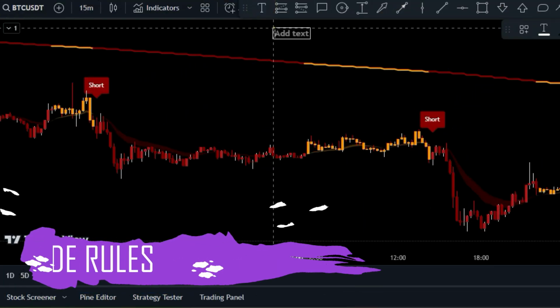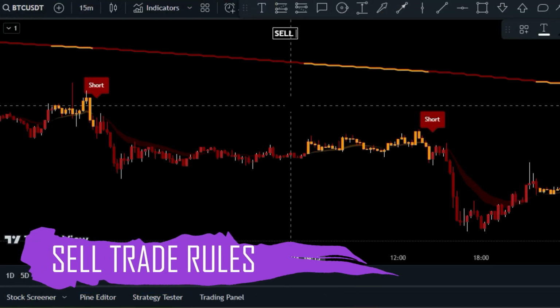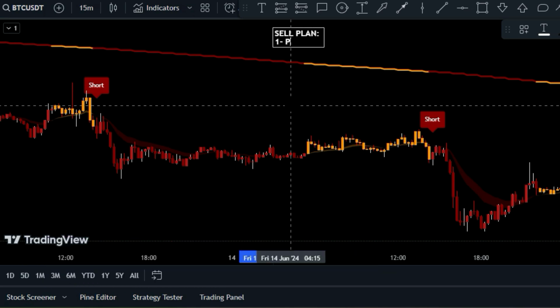So, here's your game plan for spotting prime selling opportunities. First, ensure that the price candles are hanging out below the 180 SMA line. This keeps us in line with the current downtrend.